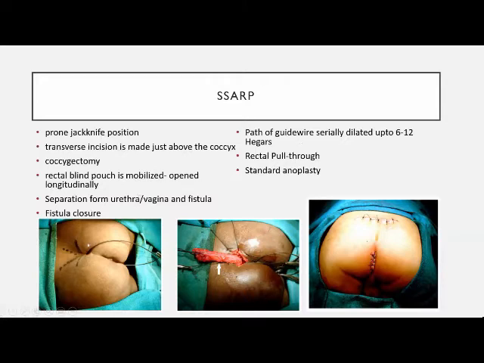This is the pre-operatively placed guide wire from the neoanus site up to the coccyx region. And then the path is serially dilated by Hegar's dilators, and rectal pull-through is done, and a standard anoplasty is done. So this is the post-operative approach. This will be the initial incision and perineal incision. So this sacral skin incision is not given in this.